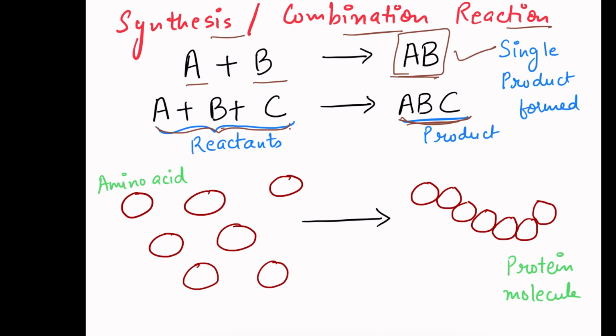One of the biological examples is using amino acids. Simply, the body is made up of different proteins. An amino acid is one molecule which combines with others, forming a single protein molecule. So amino acids combine forming peptide bonds and they form one single molecule. So this is an example of a synthesis reaction.